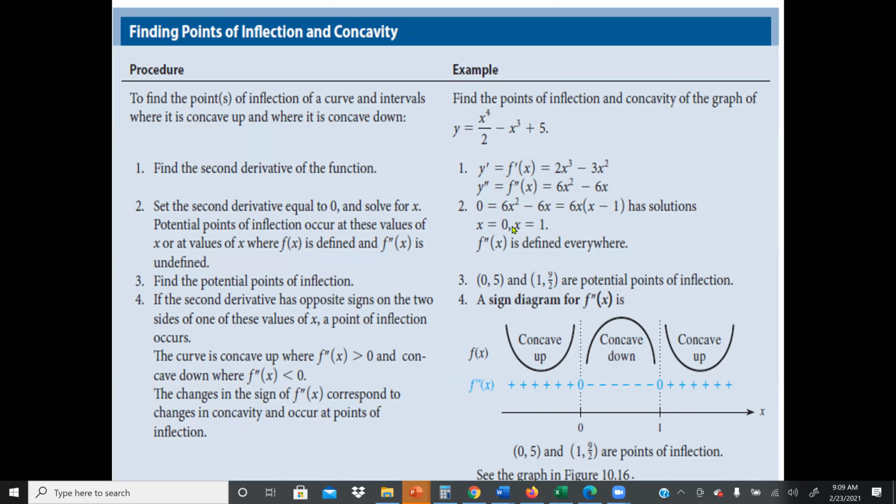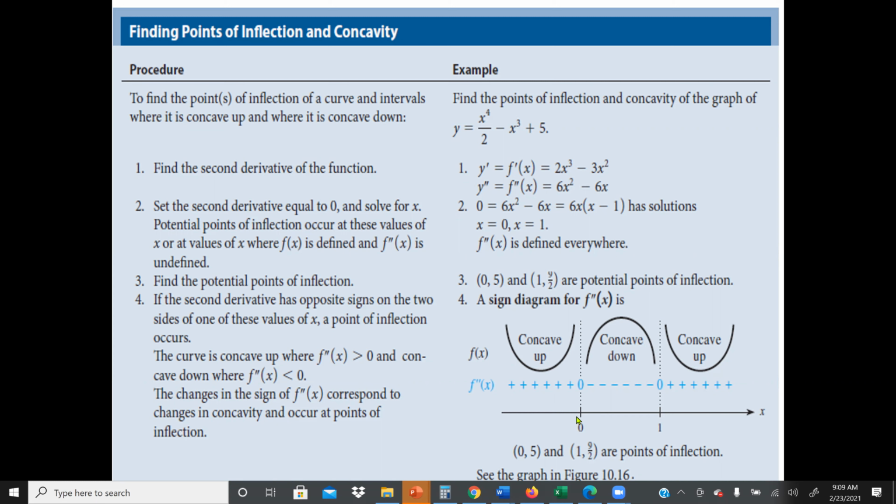So I have 0 and 1, which means to my left can be negative infinity, to my right can be up to positive infinity. So to my left, I need to take any point before 0 to test it.